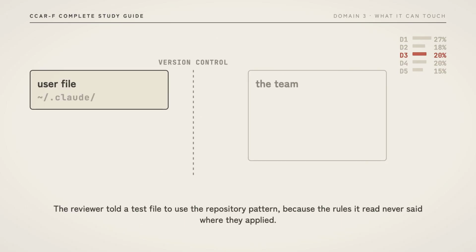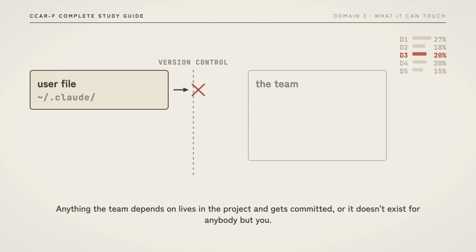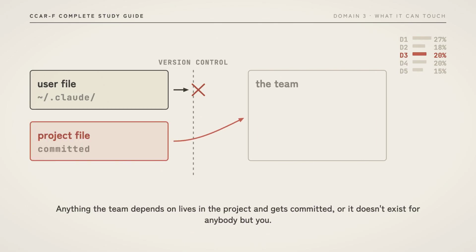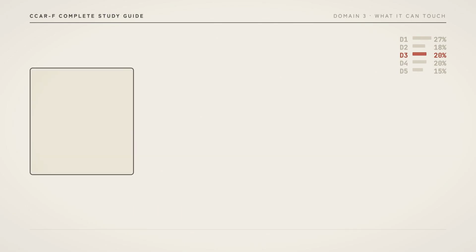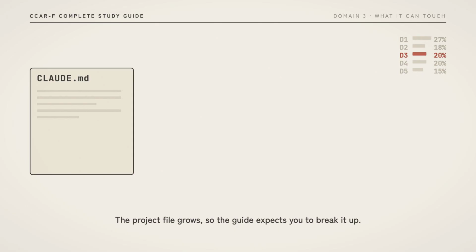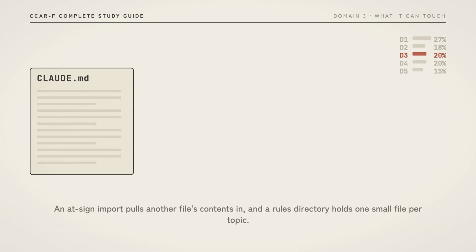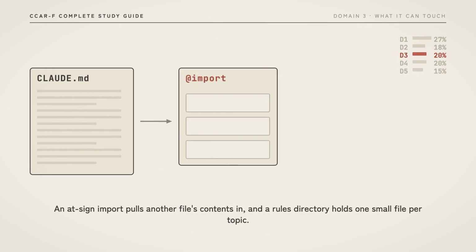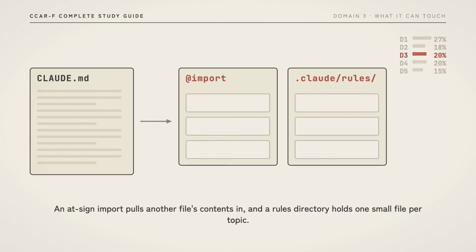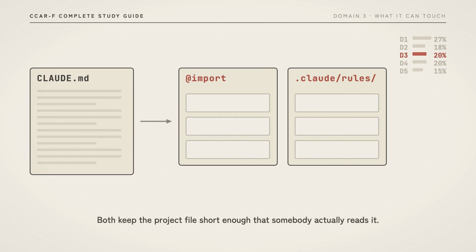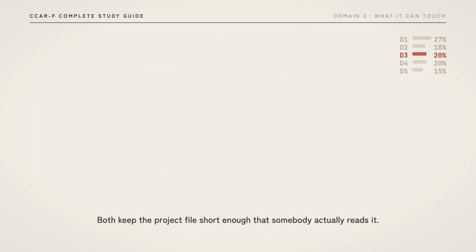The reviewer told a test file to use the repository pattern because the rules it read never said where they applied. Anything the team depends on lives in the project and gets committed, or it doesn't exist for anybody but you. The project file grows, so the guide expects you to break it up. An @sign import pulls another file's contents in, and a rules directory holds one small file per topic. Both keep the project file short enough that somebody actually reads it.